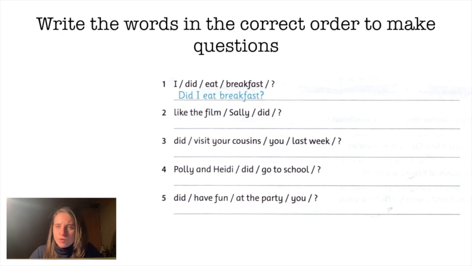Okay, let's go over the answers now. Number 2, did Sally like the film? Number 3, did you visit your cousins last week? Number 4, did Polly and Heidi go to school? And number 5, did you have fun at the party? Okay, check your work and let's continue.